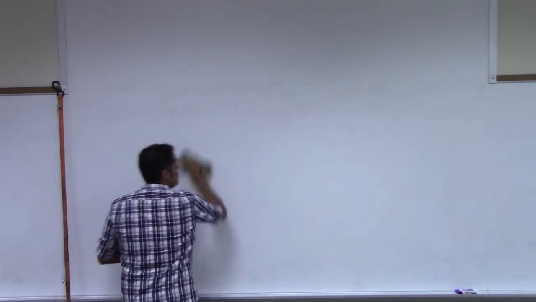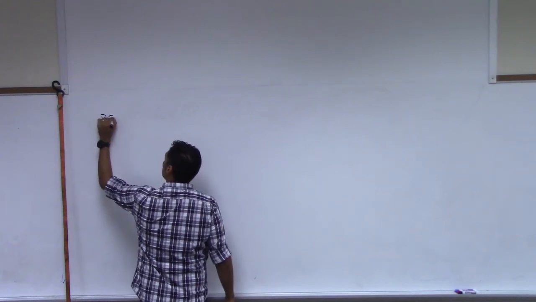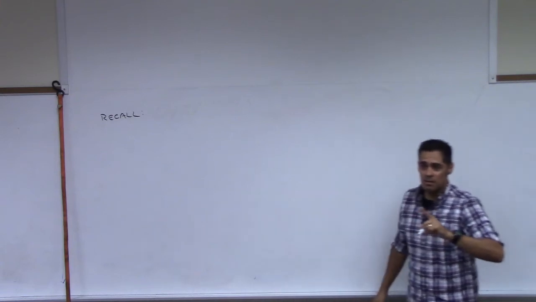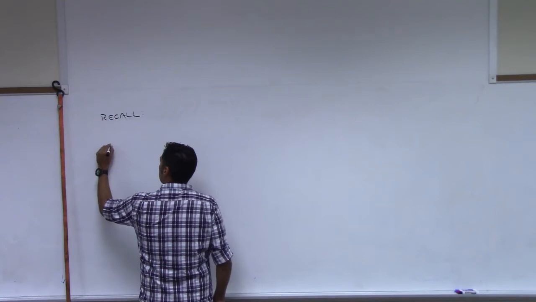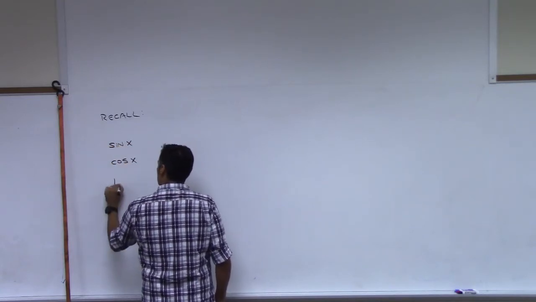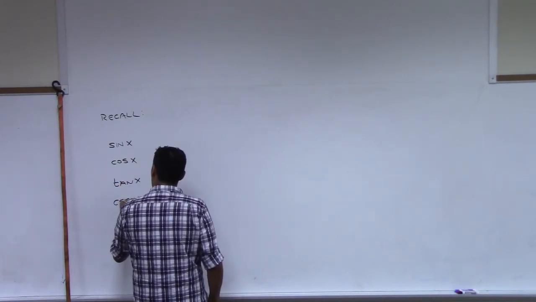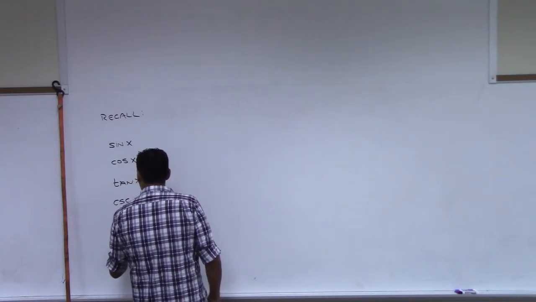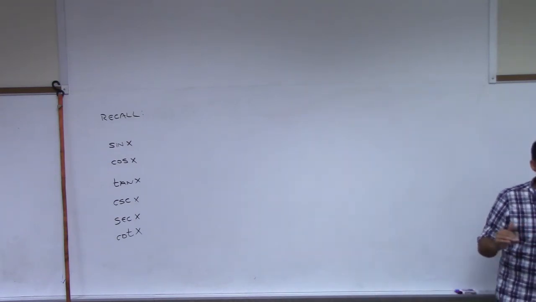All right, so before I begin with the hyperbolic trig functions, let's recall, and that means going back to what we already know. Let's recall some things about pre-cal. We have from pre-cal sine x, cosine x, tangent x, cosecant x, secant x, and cotangent x, right? So when you're in pre-cal, we introduce the 6 trigonometric functions, right?